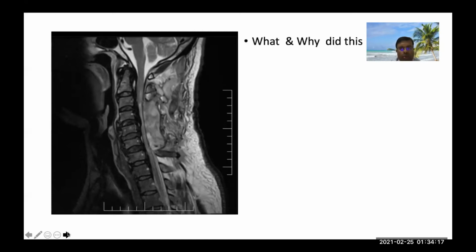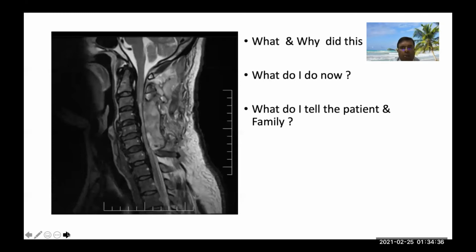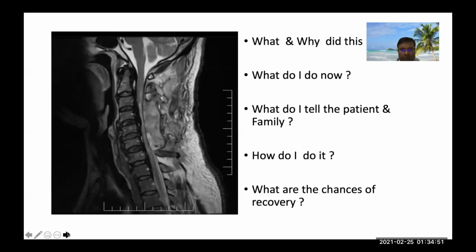Now, what do we do? Why and what happened? So this image told us that the cord has been compressed and that has led to this deficit. What do I do now? I think in this case the answer is quite obvious. Go ahead and remove it. Now, how do I tell the patient and the family what has happened, that he had recovered and now he has become bad? How do I convey the bad news?